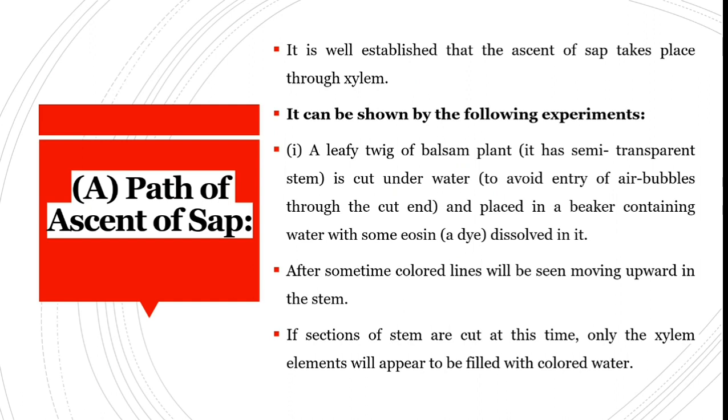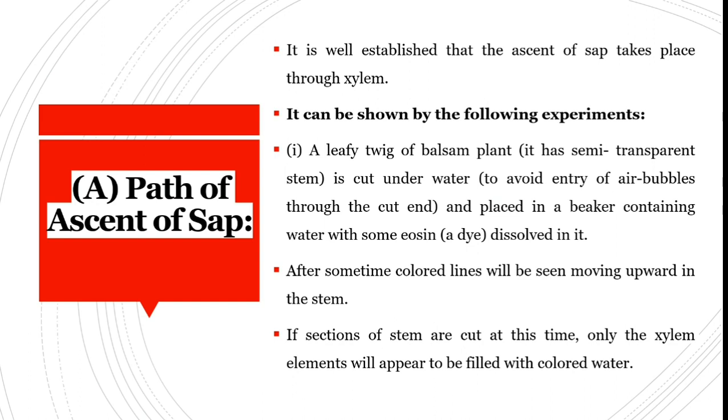There are many experiments to prove that the ascent of sap takes place through the xylem. At first experiment, take a leafy twig of balsam plant. It has a semi-transparent stem, and it is cut under the water to avoid entry of air bubble through the cut end, and placed in a beaker containing a dye, eosin.